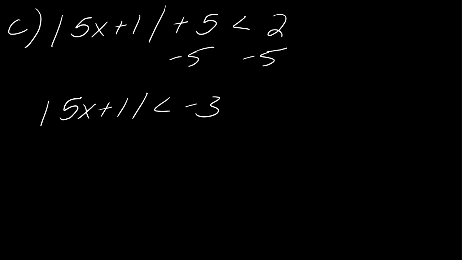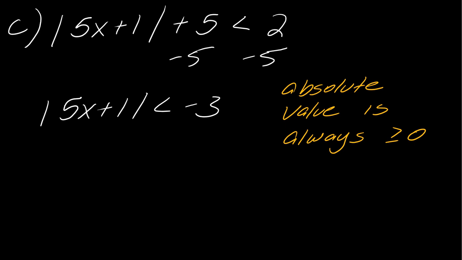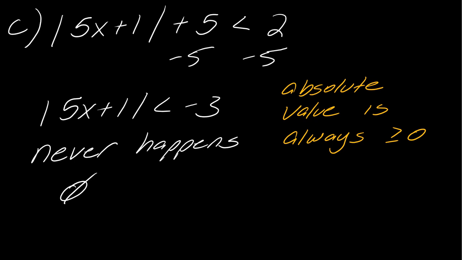The thing to keep in mind is that absolute value is always greater than or equal to 0. So you want to think about what that means in this case. This is saying that an absolute value has to be less than a negative number. When can that happen? Never, because absolute value is always greater than or equal to 0. So since this never happens, there is no solution to this.